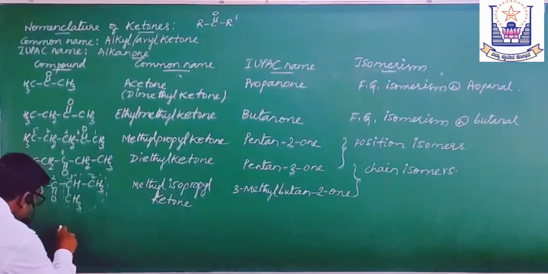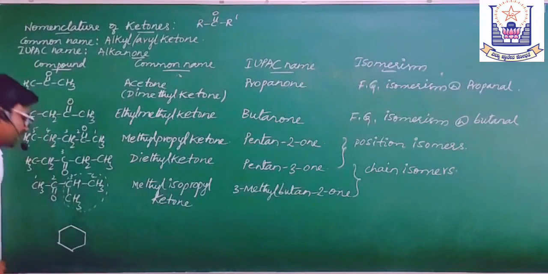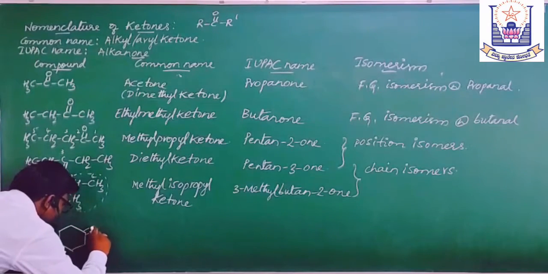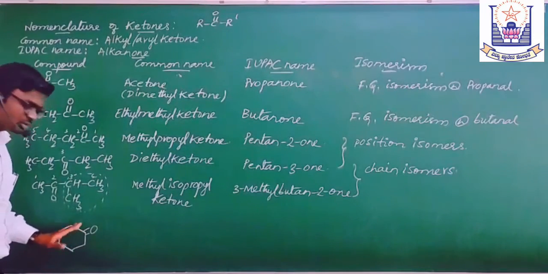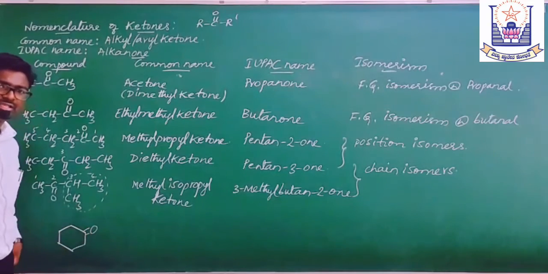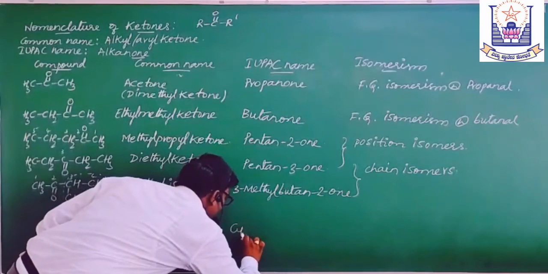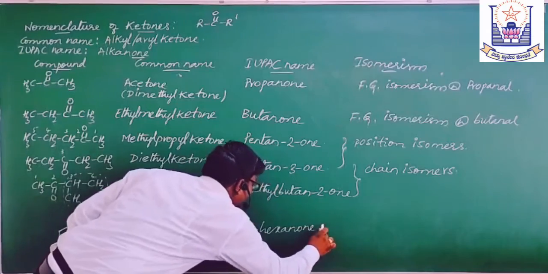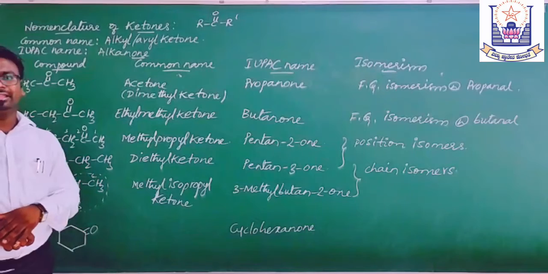For example, you take the cyclohexane ring and put a double bond O to this. There are 6 carbon atoms in this ring, so cyclohexa, and ketone, so the suffix is one. Cyclohexanone. What is the name of this compound? Cyclohexanone. This is the simple alicyclic ketone.